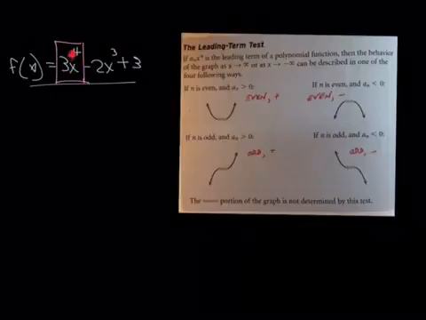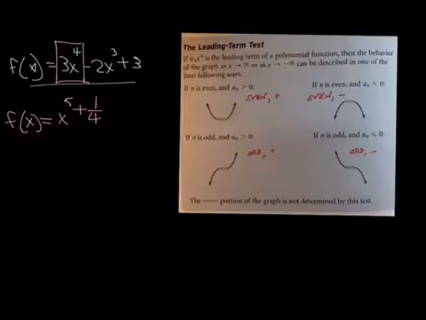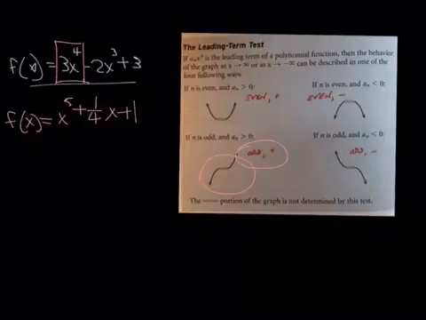If this exponent is an odd number, it's automatically going to make it look like this. If the sign in front here is a plus, it's going to look like this. If it's negative, it's going to be flipped over and look like that. Okay, so that's all that's doing. So if I showed you one like f of x equals x to the fifth plus 1/4 x plus 1, you could go, oh, it's positive and odd. So I look here at positive and odd, and I know it's going to look like that.